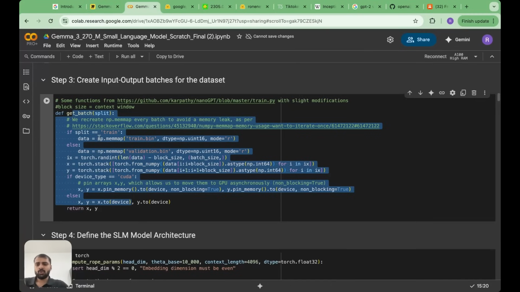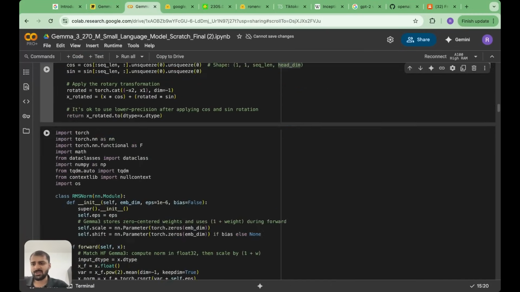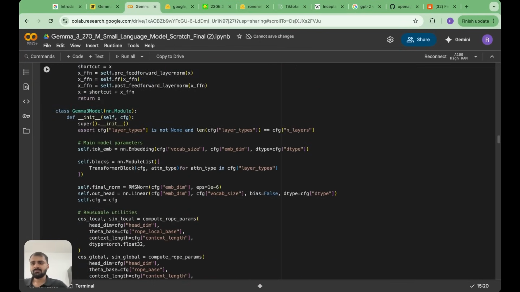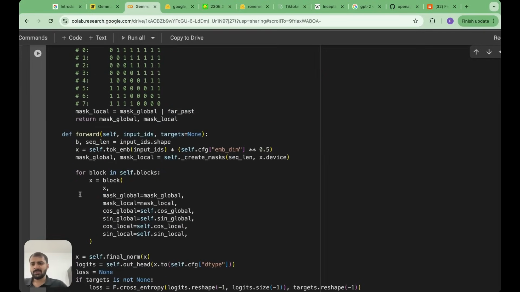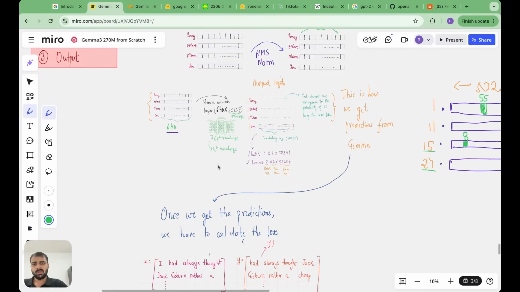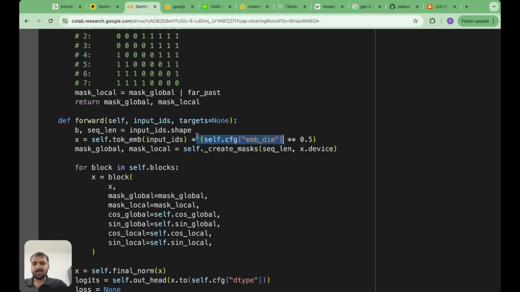But before that, I want to show you in the code the different things which we have defined in the architecture itself. The best way to start looking at the code is this class Gemma3 model. If you look at the forward method in the class, you'll see multiple things happening. First, we convert the input IDs into token embeddings. That's exactly the first step which we saw, if you remember. Here we just multiply with the square root of the embedding dimension, which is square root of 640, to make sure training becomes a bit smoother.